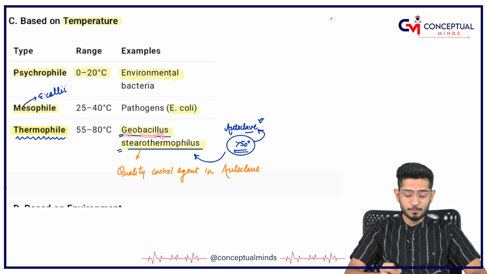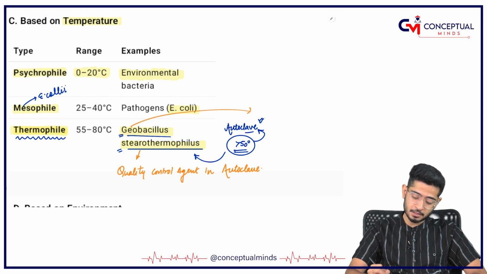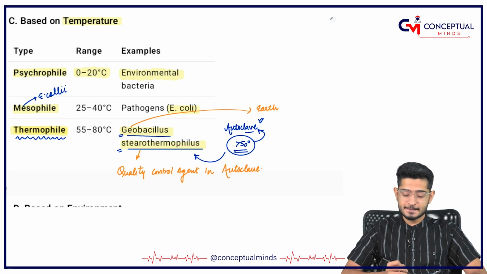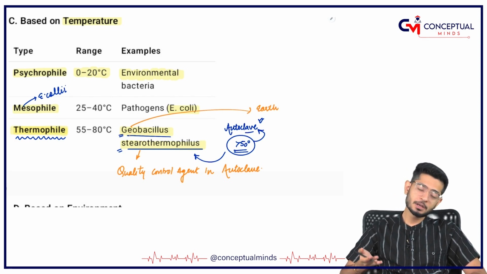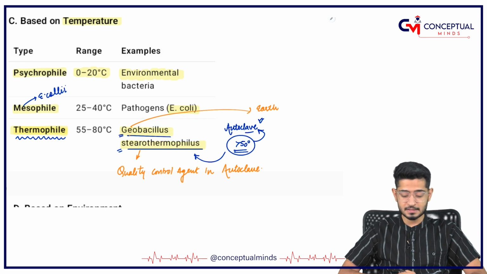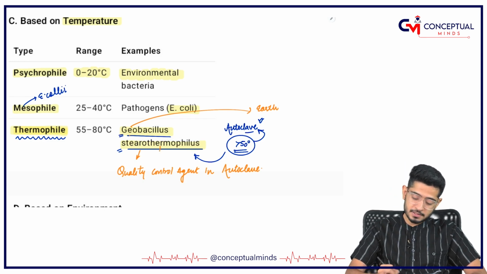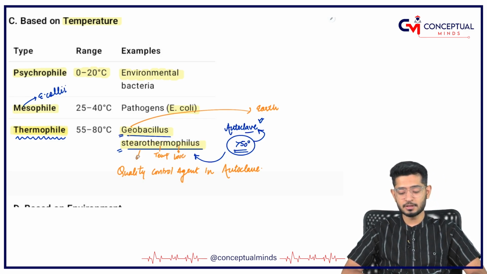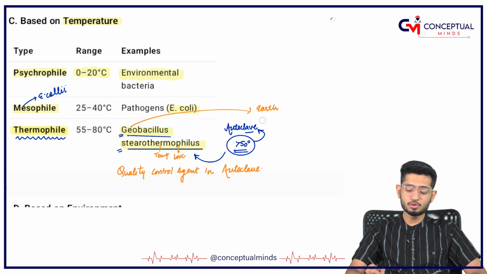Example is Geobacillus. See, geo means earth. Earth has got a high temperature. So Geobacillus is the one which is growing in the earth. Stearothermophilus, thermo means temperature, philus means love. They love the higher temperature. Geobacillus stearothermophilus. So we use them.